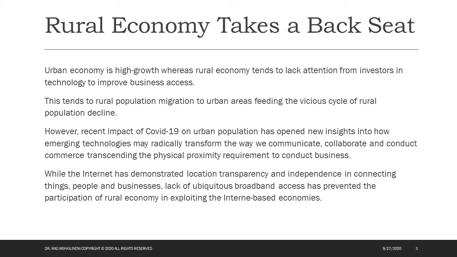However, the recent impact of COVID-19 on urban population has opened new insights into how emerging technologies may radically transform the way we communicate, collaborate, and conduct commerce, transcending the physical proximity requirement to conduct business. While the Internet has demonstrated location transparency and independence in connecting things, people, and businesses, lack of ubiquitous broadband access has prevented the participation of the rural economy in exploiting the internet-based economies.